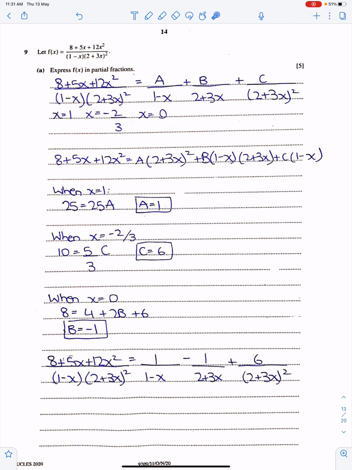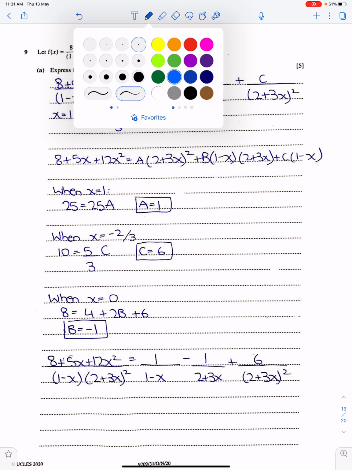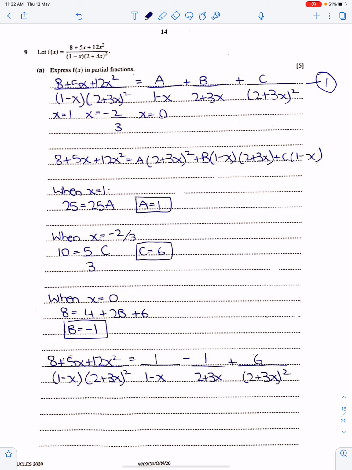Now by substituting x is 1 into this equation, we have A is 1. By substituting x is minus 2 upon 3, we have got C is 6. And by substituting x is 0, we have got B is 1. Make sure you substitute everything into this equation. I mean, you must substitute A, B, C over here. This is the required partial fraction. Don't leave your answer here, otherwise you will lose 1 mark. Always substitute the values of the constants into this equation with their signs. This is the required partial fraction.